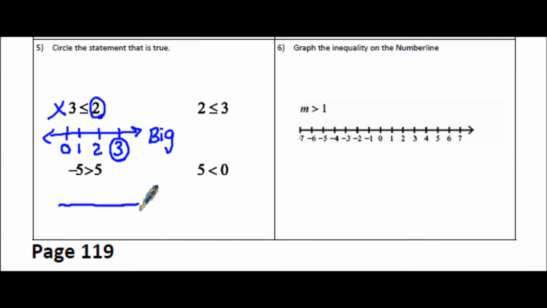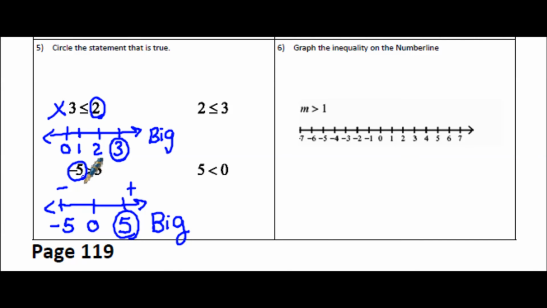Now here we're saying we have a negative and we have a positive. So the negative 5 is going to be to the left. So we have a negative side and a positive side. So we have a positive 5 on the right and a negative 5 on the left. And the bigger side is always to the right of the number line, so we see that 5 is bigger. And here it's saying that negative 5 is bigger. So this is not a true statement either.